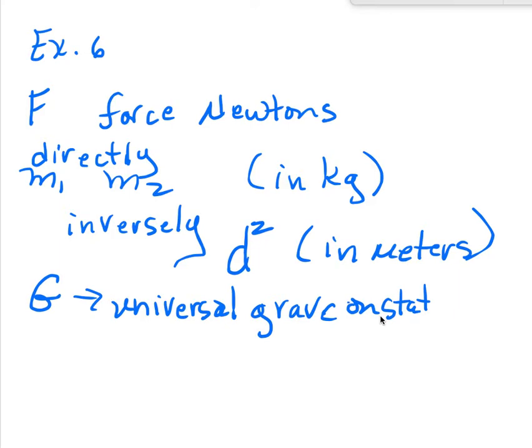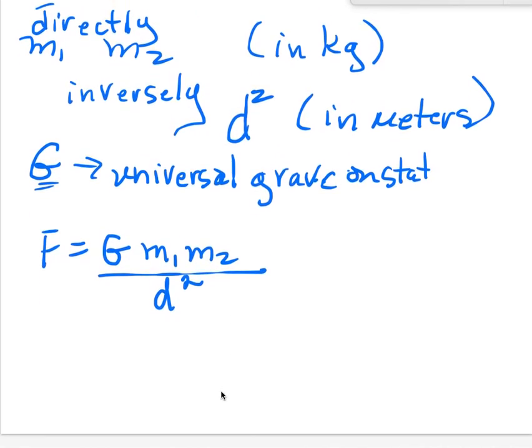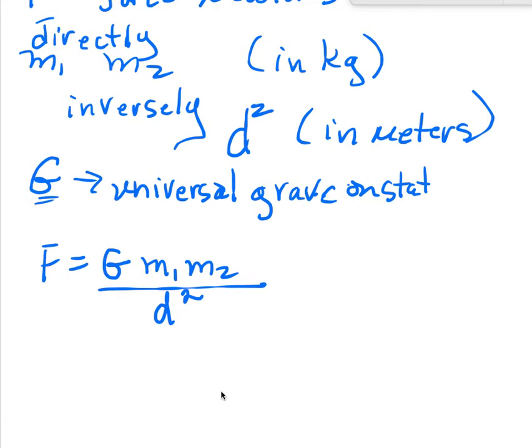Okay, so it says write the equation for the law of universal gravitation. So this varies directly, right? F, force, varies directly with, and we have our constant of variation right here, the universal gravitational constant, and the masses, M1 and M2, and they said it was divided by d squared. All right, so there's our equation.